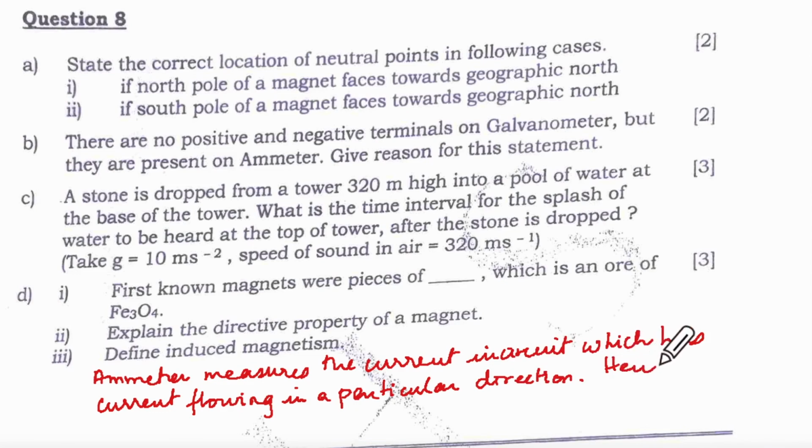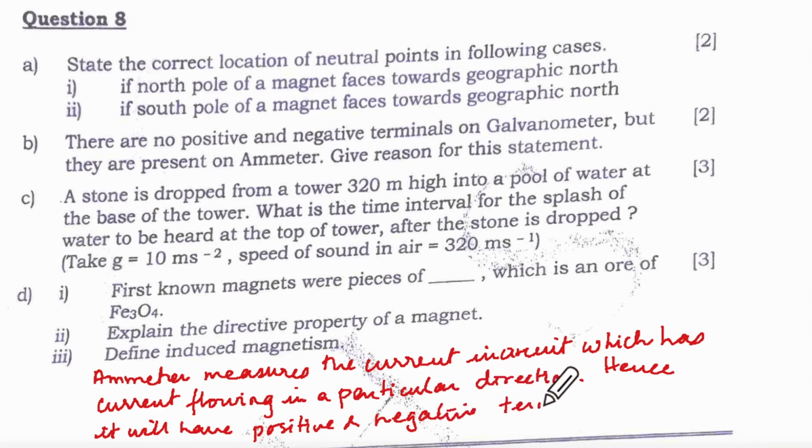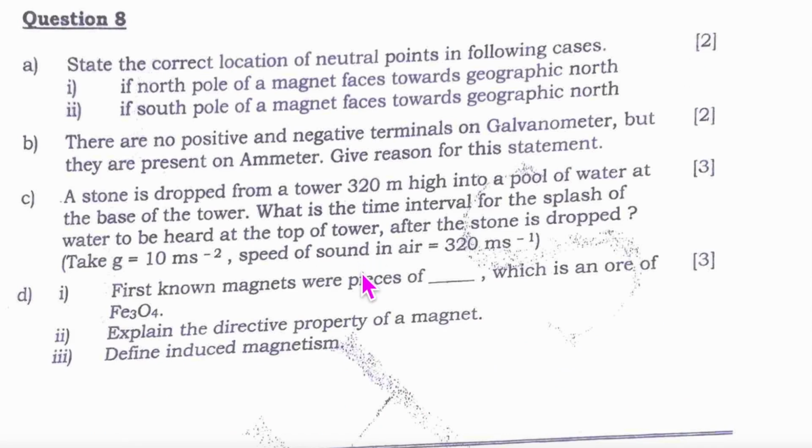Hence, it will have what? Positive and negative terminals on it. Understood, no? Because already we know from where the current is going. So from where the current is going, then we know that is the positive part. Understanding. Let us come to the last question.